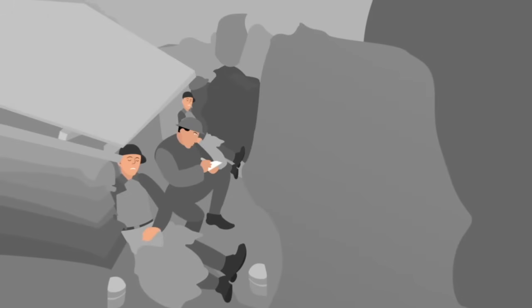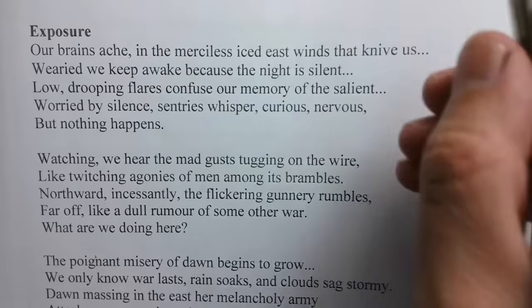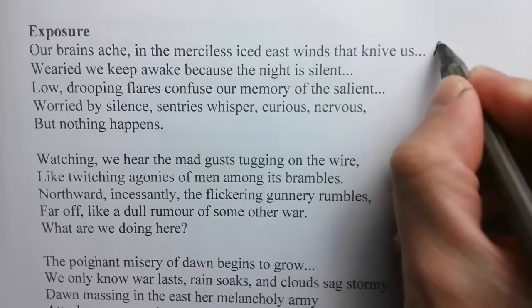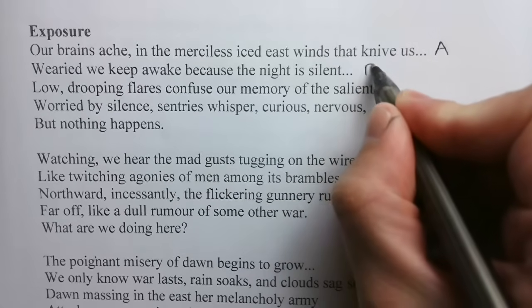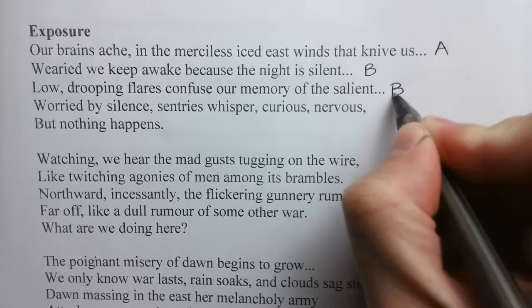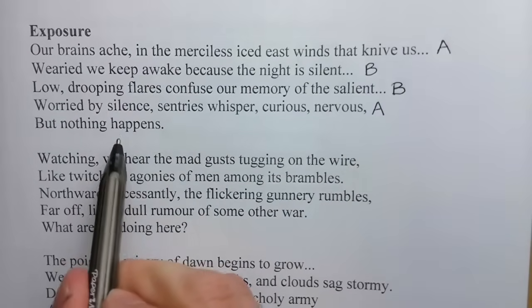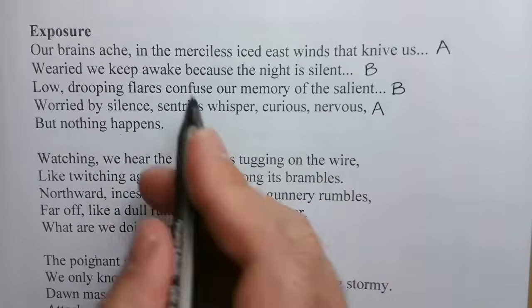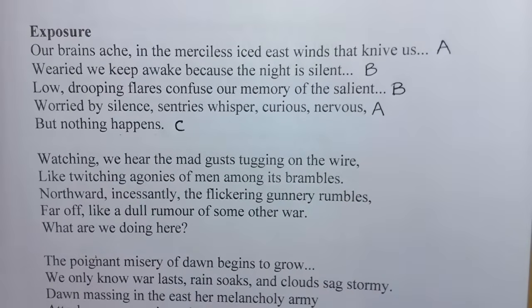In Wilfred Owen's Exposure, the futility of war is shown through the way in which everything is very tense, but ultimately anticlimactic. The rhyme scheme then, let's have a look at it. So we have us, we're going to label A, silent is B, salient is B, remember what I talked about before, nervous is A, but then we have this final rhyme, happens, and this is a C. And this pattern is one that we see throughout all of the poem.